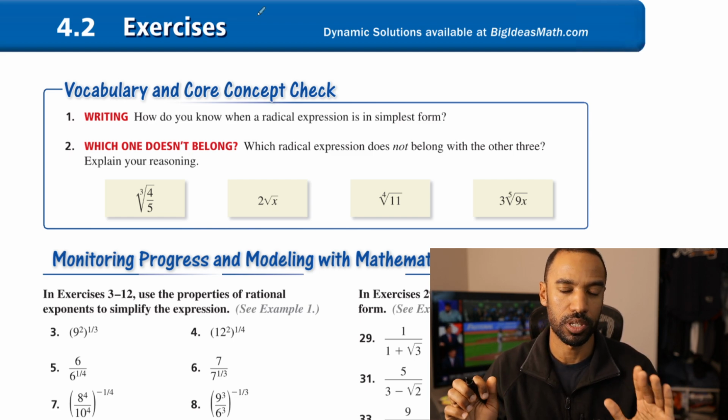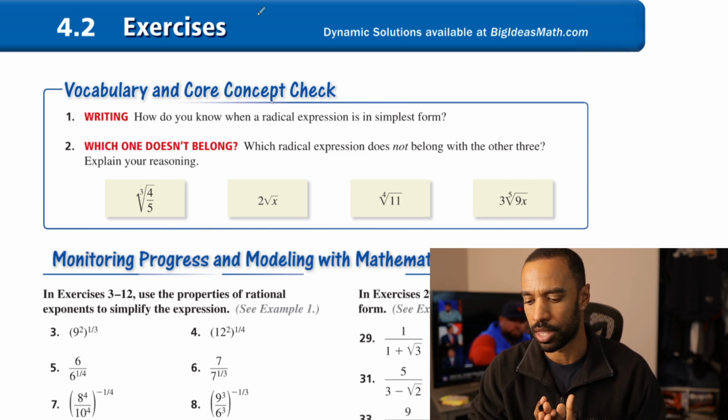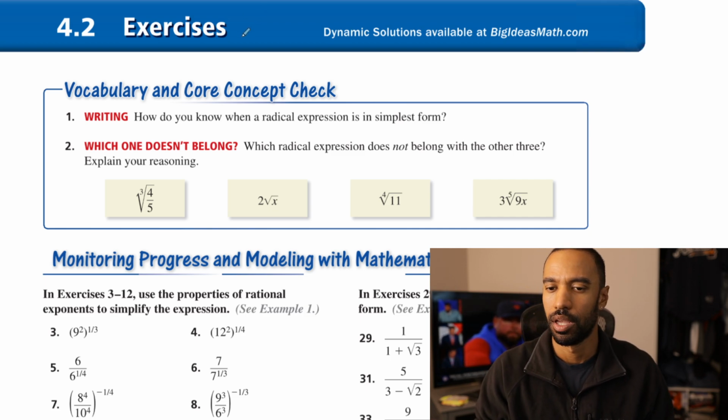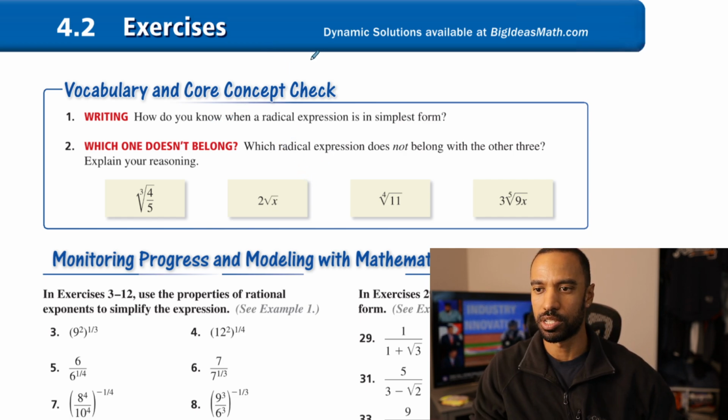I'm going to go mostly under my processes and things that I think will help speed things up for myself. All right, writing. Number 1, how do you know when a radical expression is in simplest form?